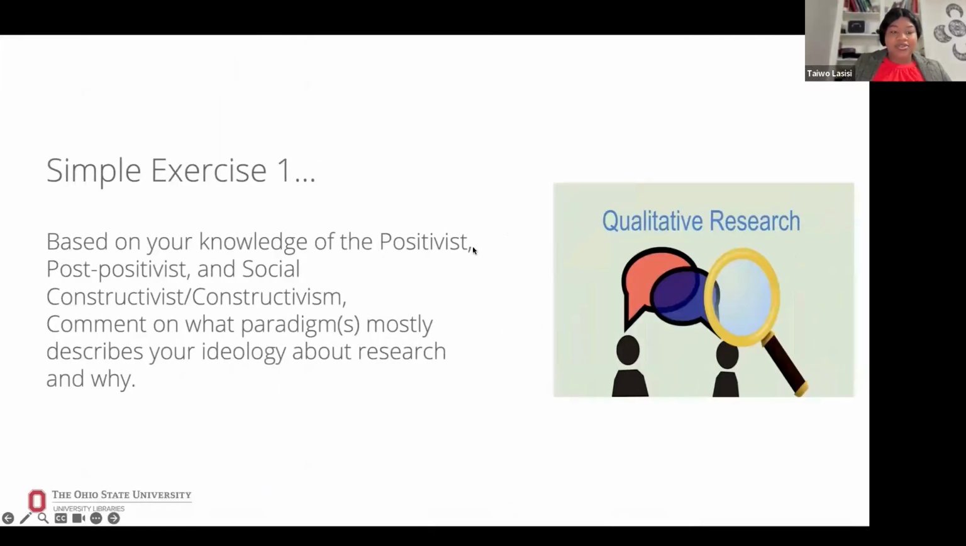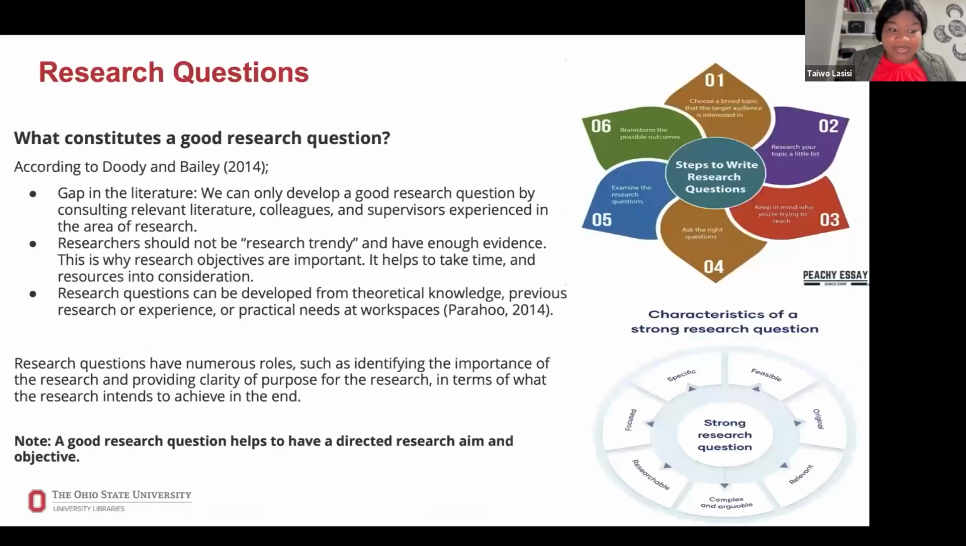Okay, going back. So that being said, now that we have an idea of research paradigms, let's now think about research questions, because they are neatly put together.